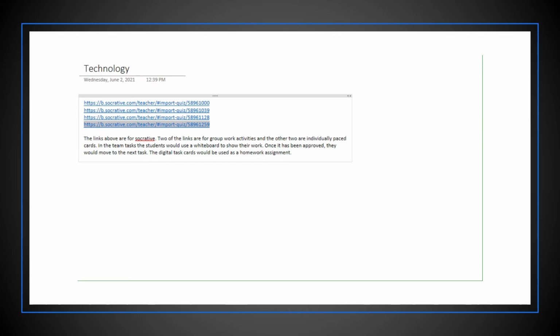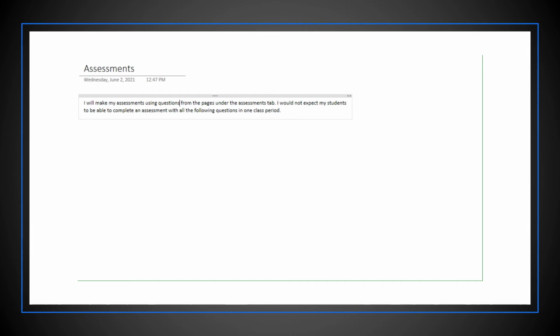And then here I have my links to my Socrative activities. I will show more in depth the links later on. These have my 2 group work activities. It also has my 2 individual task activities. And I'll get into more in depth on those later on. I have another slide where we actually see what the task cards will look like for the students.